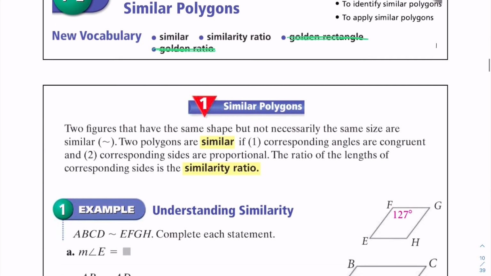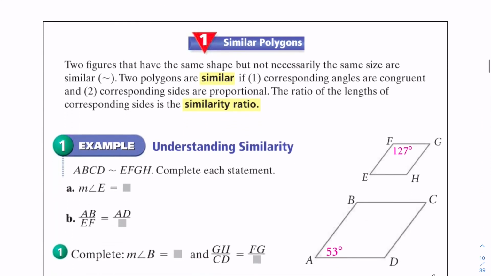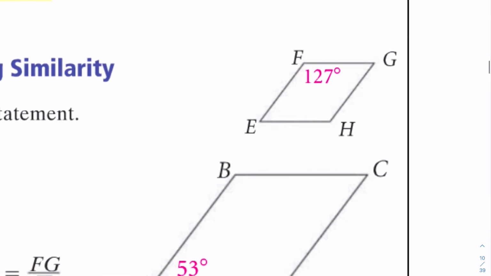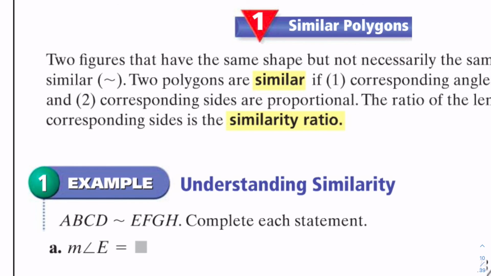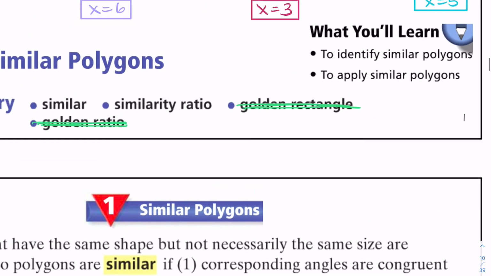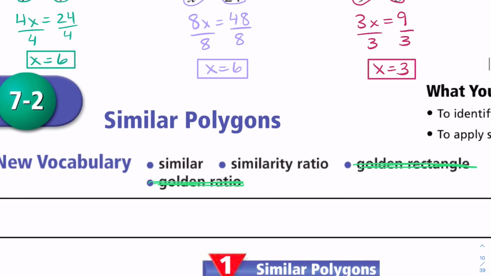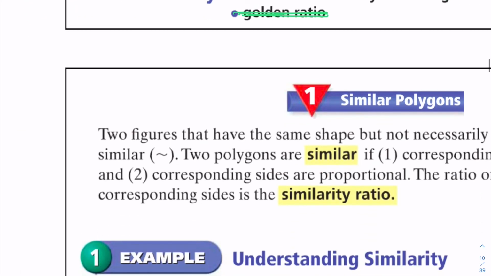So similarity, what is similarity? Well, unlike congruence, it's when you have 2 figures that kind of look the same, but one is larger than the other. So for similarity, we use this symbol right here. This is our similar symbol.